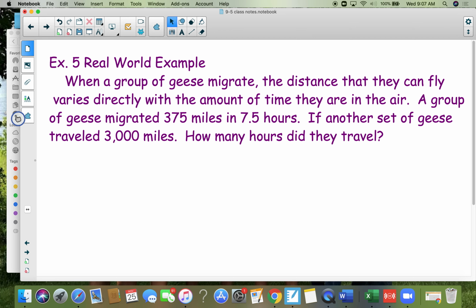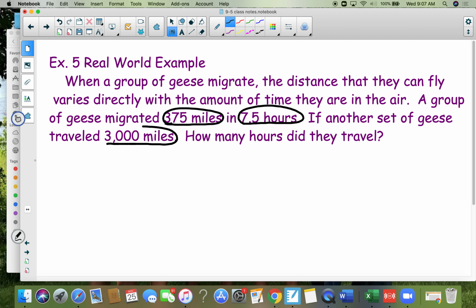Okay, I am back, and now we are doing, I think you have a small worksheet. I think it's only 6 to 8 problems on this worksheet, but now this is a variation or a proportion using a real world example. So, when a group of geese migrate, the distance that they can fly varies directly with the amount of time that they are in the air. A group of geese migrated for 375 miles in 7.5 hours. If another set of geese traveled 3,000 miles, how many hours did they travel?